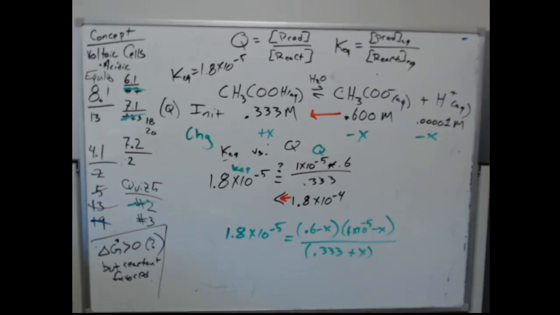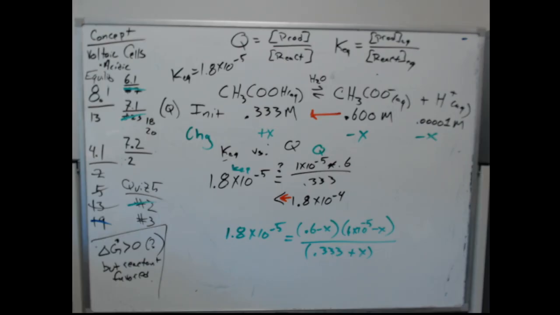Question? Could you not use the x as small approximation on the denominator? You could use the x as small in the denominator, and you could use it here as well. So maybe you could simplify it some. That might work. If I were to solve it, I just assume x is small for the denominator, then I could multiply both sides by 0.333 and then distribute out and then solve for x.